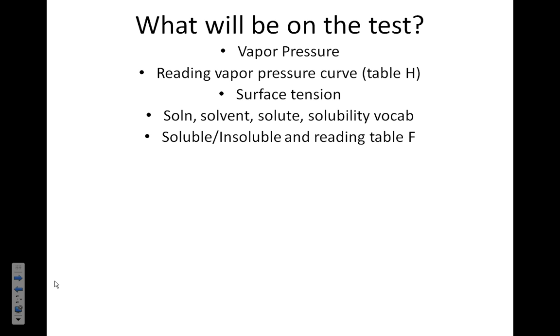Again, vocabulary. What does soluble mean? What does insoluble mean? And then Table F. Interpreting Table F. Table F was the one that has the ions that are soluble, and then the exceptions that make them insoluble, and then vice versa. So remember, insoluble, it doesn't dissolve, it's going to be a solid. And related to that, identify a precipitate. A precipitate, that's a solid that you get from two aqueous solutions. So you're going to say AQ plus AQ yields S.